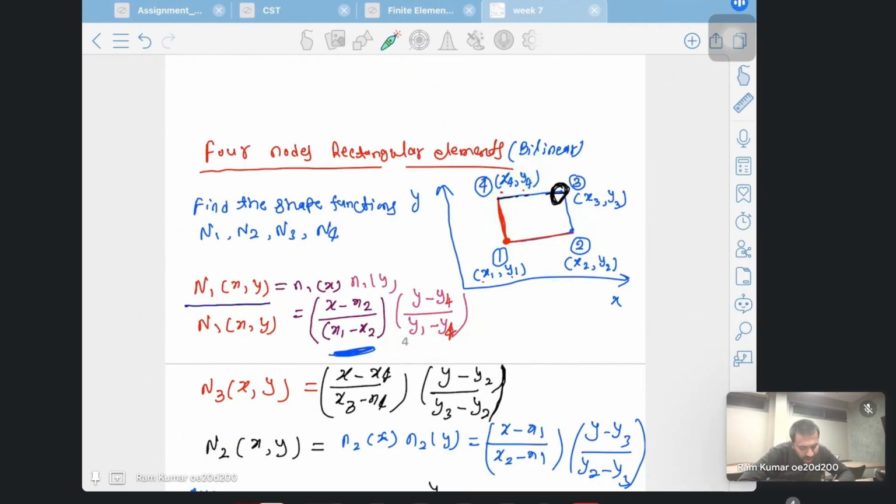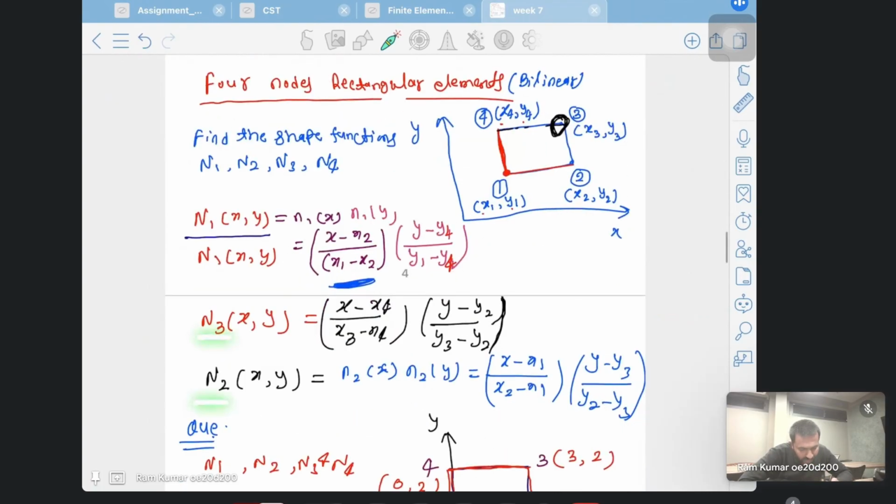Then what about n3? I want to write for this. So this will be our x and this will be our y. So n in the x direction is (x minus x4) by (x3 minus x4), which is the length, and in the y direction it is (y minus y2) by (y3 minus y2). Similarly, using y2, y3, and y4, we can get all these shape functions easily, not an issue.